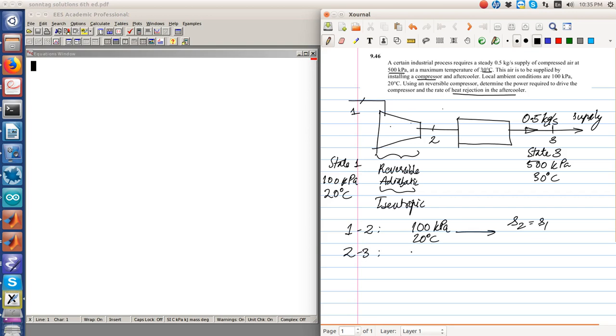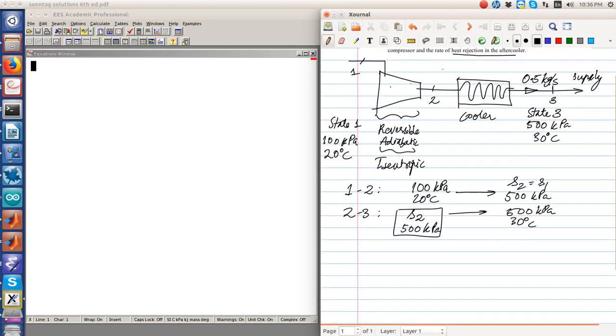Process 2 to 3 is an aftercooler in which it goes from state S2 to state 500 kilopascal and 30 degrees Celsius. Usually in these coolers, there is a piping in which the pressure loss is negligible, so this state will be 500 kilopascal. Because this state is 500 kilopascal, this state also has to be 500 kilopascal. Okay, thus what do we have?